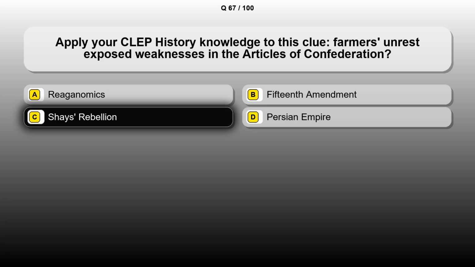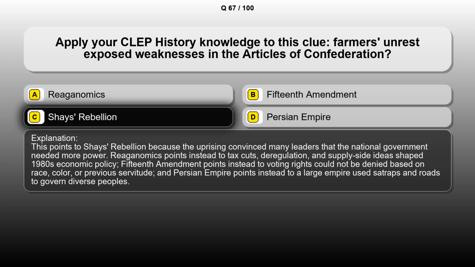The correct answer is option C, Shays Rebellion. This points to Shays Rebellion because the uprising convinced many leaders that the national government needed more power. Reaganomics points instead to tax cuts, deregulation, and supply-side ideas shaped 1980s economic policy. 15th Amendment points instead to voting rights could not be denied based on race, color, or previous servitude, and Persian Empire points instead to a large empire used satraps and roads to govern diverse peoples.